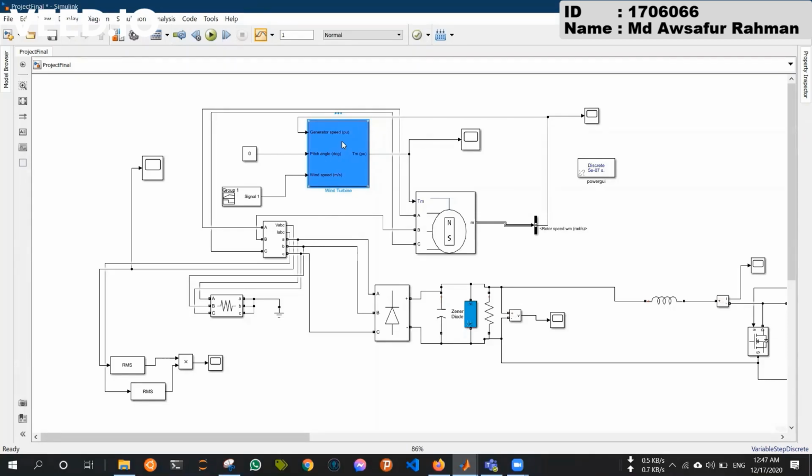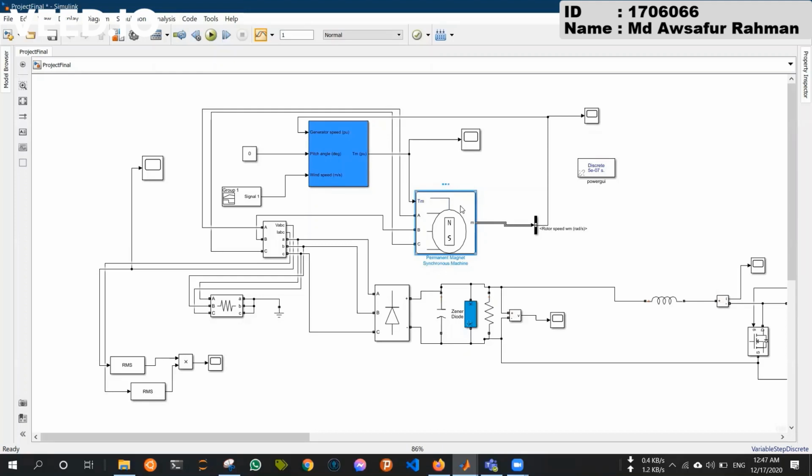The second input is the blade pitch angle beta in degrees, which is the rotation along the blade axis. The third input is the wind speed in meters per second. Finally, the output is the torque applied to the generator shaft in per unit of the generator. For the synchronous generator, we'll be using the synchronous machine pre-built block in Simulink.